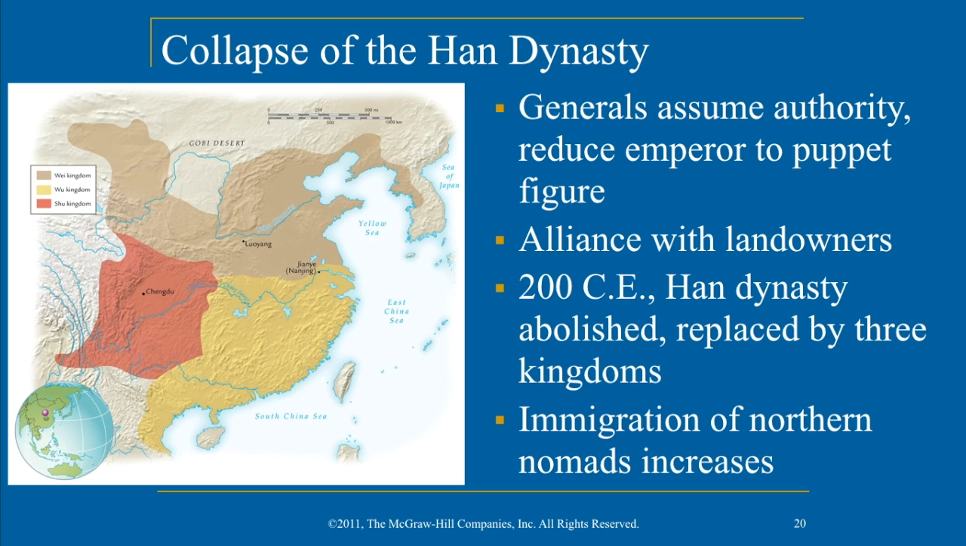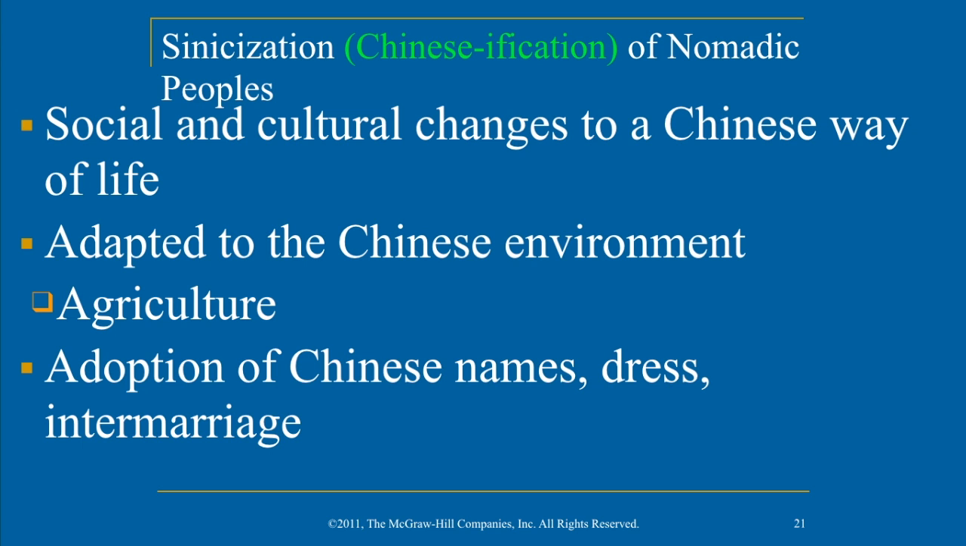And so as this happens, we get to what is known as the Sinization. Sino means Chinese. It just means Chinesification of nomadic peoples. Social and cultural changes to a Chinese way of life. As those nomads integrated with the societies of China, they started to basically adopt Chinese culture. They adapted to the Chinese environment.